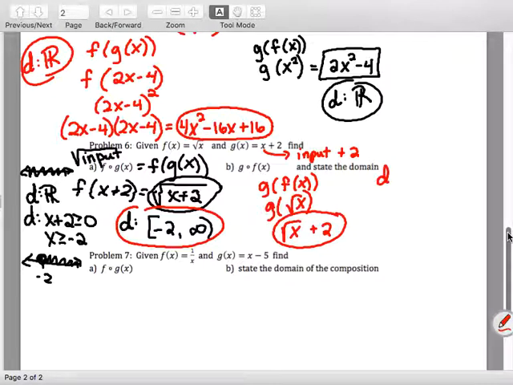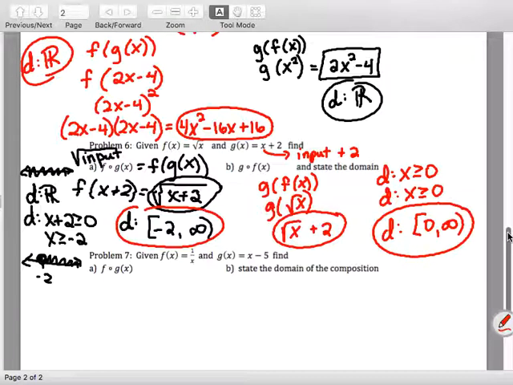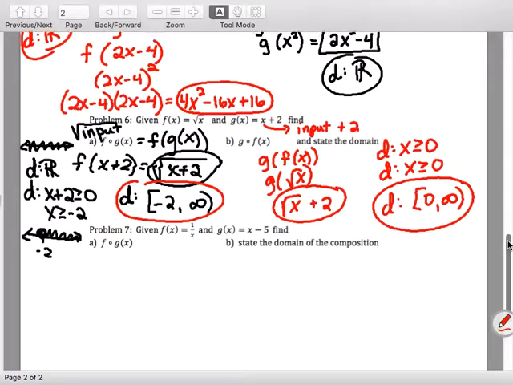So now the domain of my inside would be x greater than or equal to 0 because that's the square root. The domain of my answer is also x is greater than or equal to 0. So my domain would be 0 to infinity. All right, problem 7. Try this one, okay? At least get part A done, because I think based on our function machine, you should be able to do it.